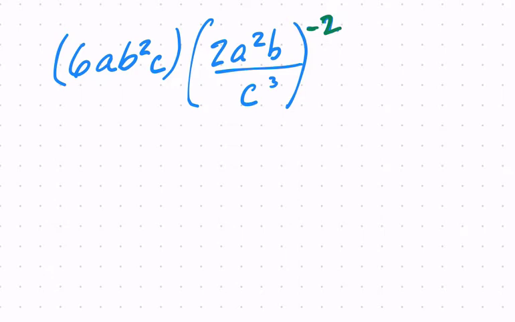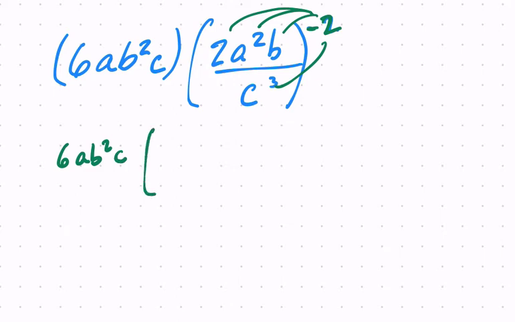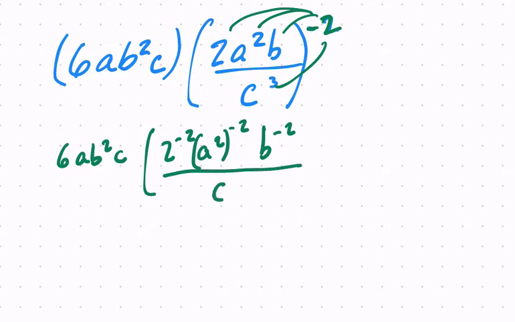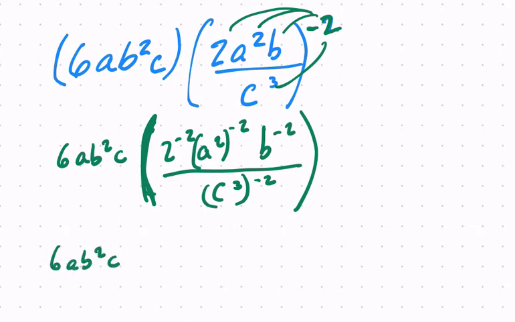And our law of exponents tells us to distribute this exponent to every factor inside. So let's do that. Our first factor, 6ab squared c, is still there. And then we have, I'm just going to write it this way, 2 to the negative 2, a squared to the negative 2, b to the negative 2, so you can see everything being applied, and c cubed to the negative 2. You might not write this out exactly when you're doing this, but it shows us everything that's happening. So again, the 6ab squared c is still there.